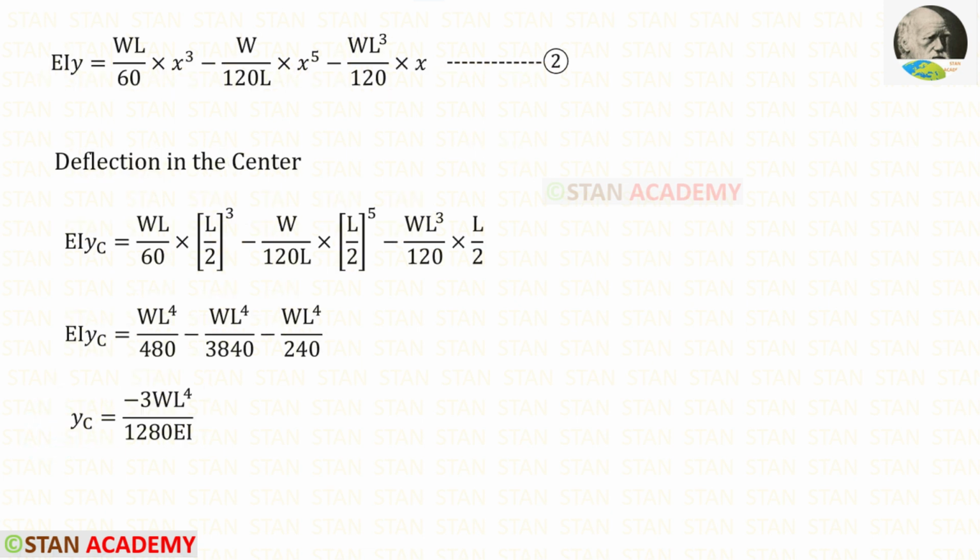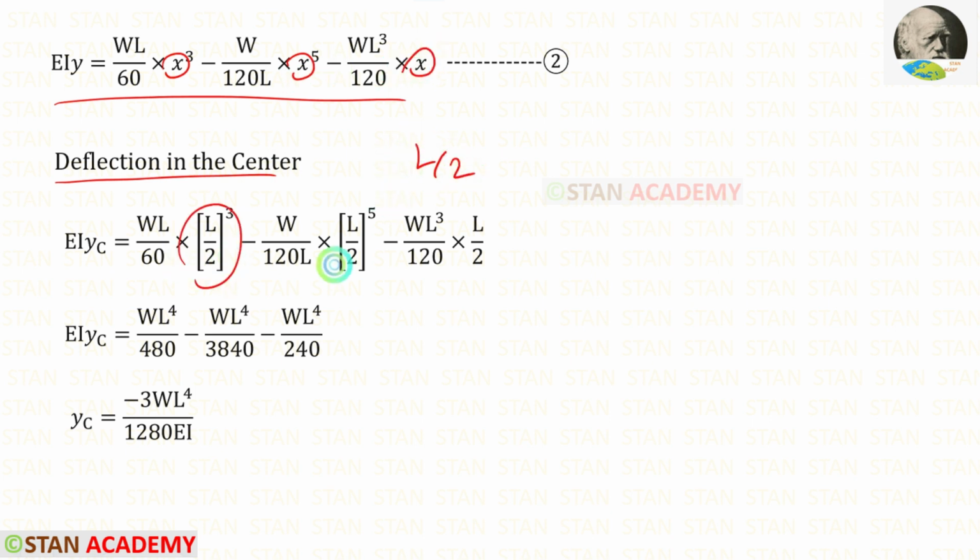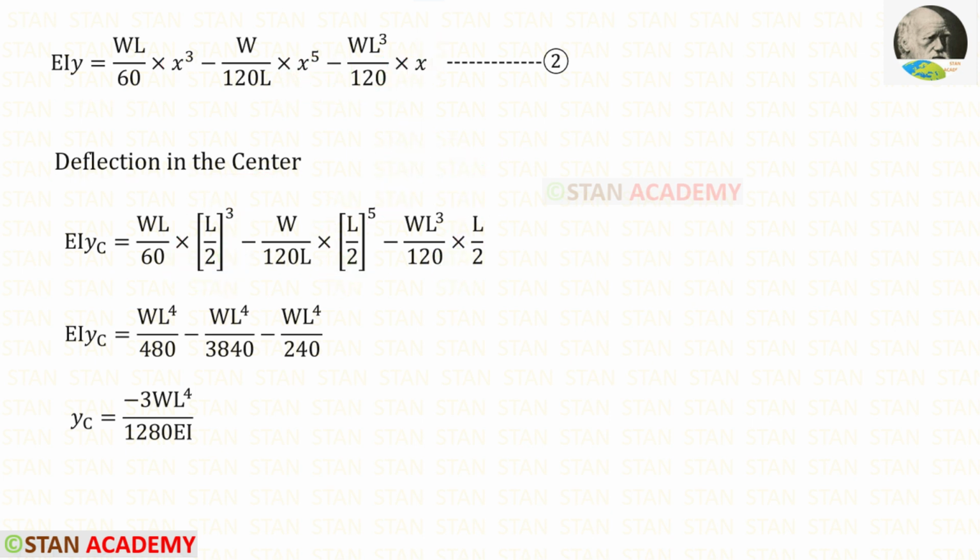Now let us find the deflection in the center. For that, in the deflection equation, instead of x, we have to apply L by 2. By doing so, we will get the deflection in the center as minus 3 WL power 4 upon 1280 EI. For the deflection, we have got a negative value. That means the deflection is downwards.